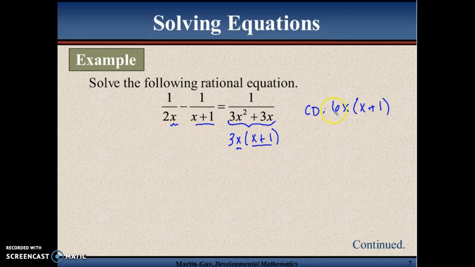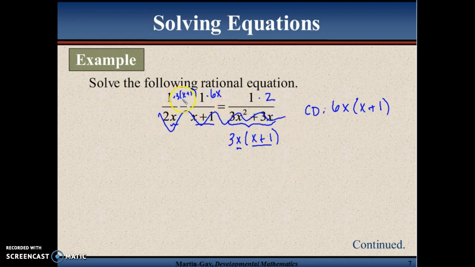So the 2x is missing the 3 to get to 6 and the x plus 1. So I'm going to multiply this one times 3 times x plus 1. The x plus 1 is missing the 6x. And then the 3x times x plus 1 is just missing 2 to get it from 3 to 6. Okay, and then I don't need my denominator anymore. We can get rid of this.